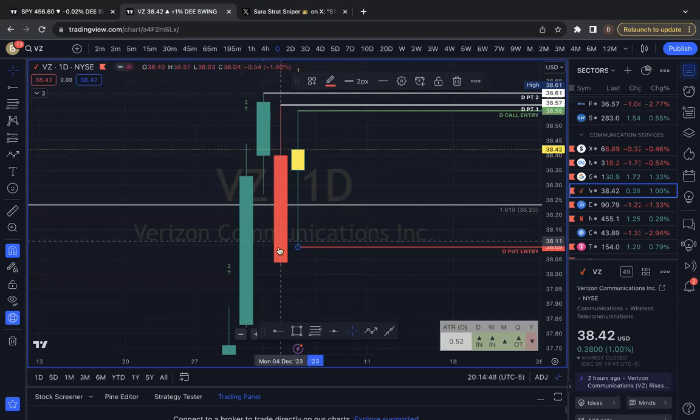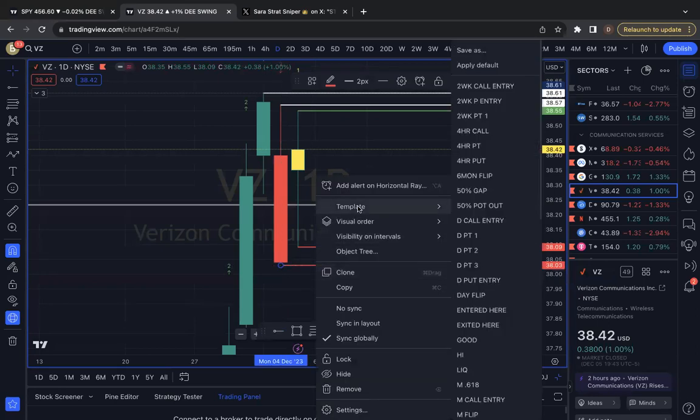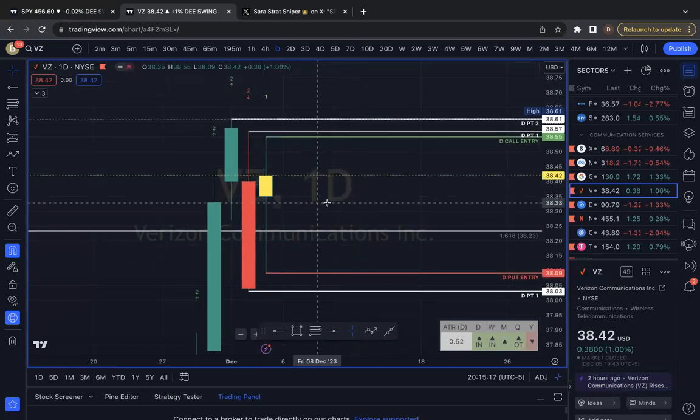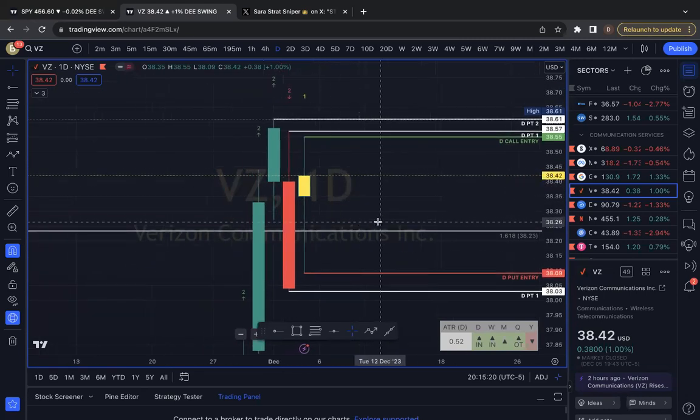Okay. And for a put, you want to go for the low of whatever candle you're on. So if you're on a day, it'll be the low of the day. If you're on a week, it will be the low of the week, and so on and so forth. Okay. So for the put entry's price target, it's going to be the nearest candle that's lower than your put entry. Okay. So that would be this one right there. And that would be our daily PT1.